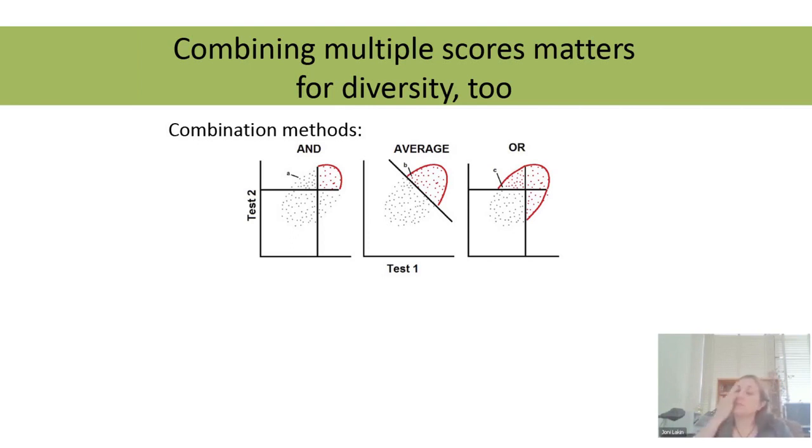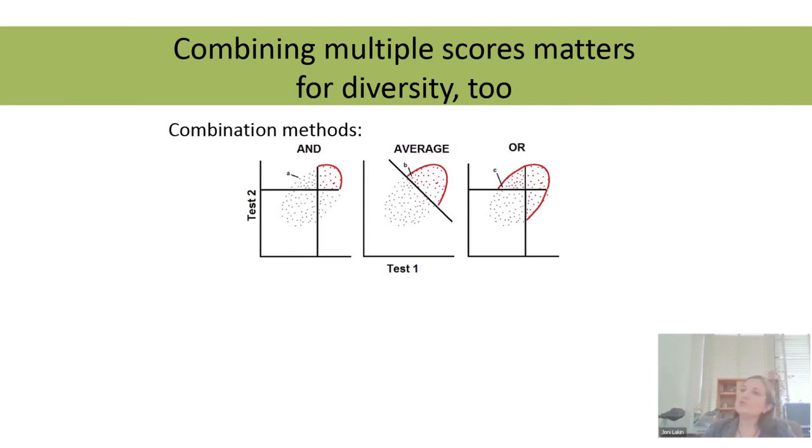So the first method would be the AND rule. If you use the AND rule, that means that students have to have high scores on both Test 1 and Test 2 to place into the program. So you can see that it makes the smallest number of students identified, and you'll have students who have really high scores on Test 1 or Test 2 that aren't being served because they don't have high scores on both.